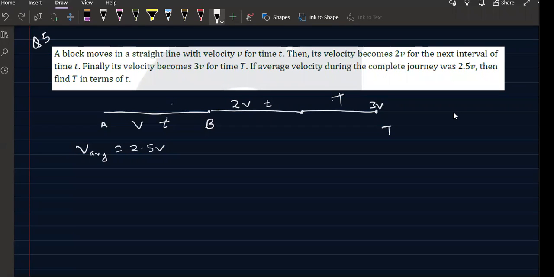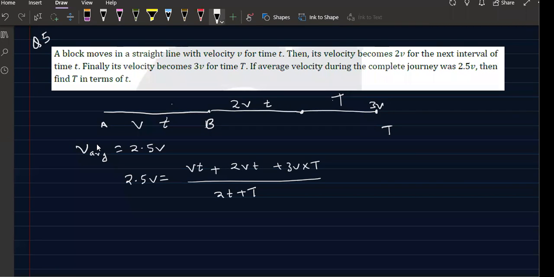Right, everyone? Now we know the basic definition of velocity, right? It is total displacement by total time. Yes or no? So average velocity 2.5v is equal to total displacement by total time. Total displacement is speed into time. So first will be v into t, second will be 2v into t, and third will be 3v into capital T, divided by total time, which is t plus 2 small t plus capital T. Yes or no? That's the basic definition. I'm just using the basic definition, nothing else. Agree, everyone?